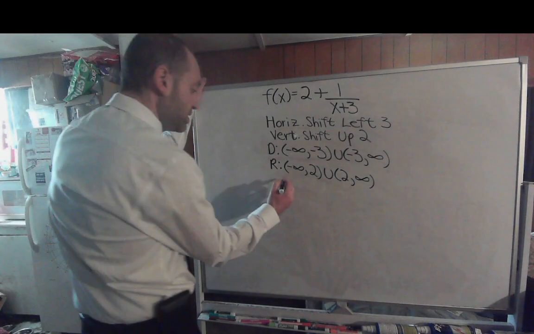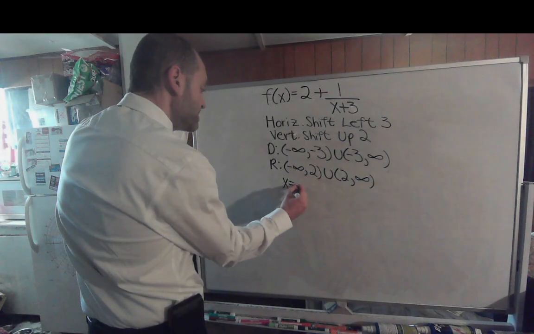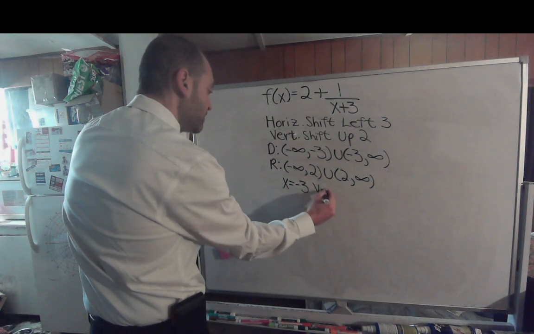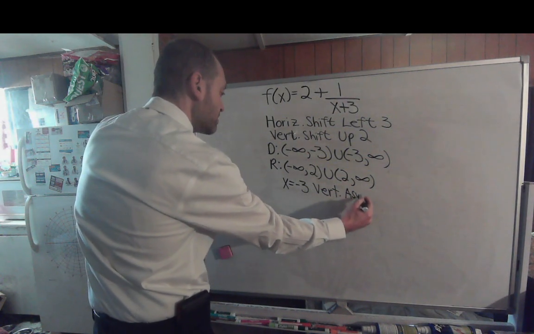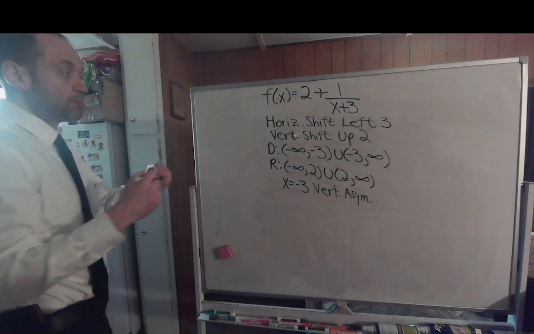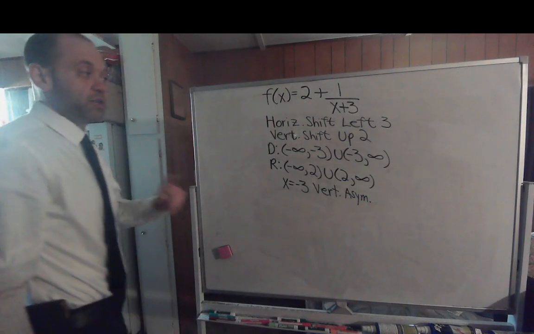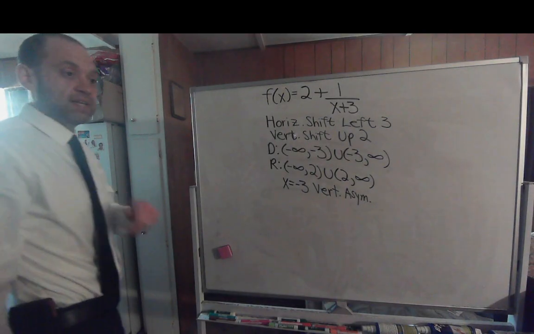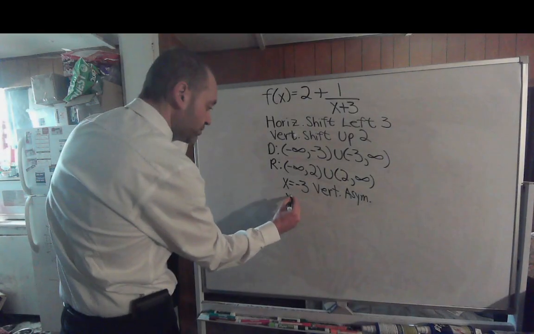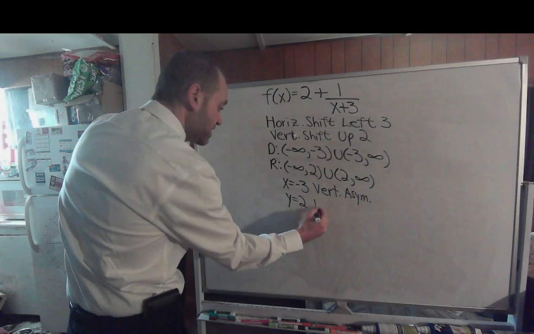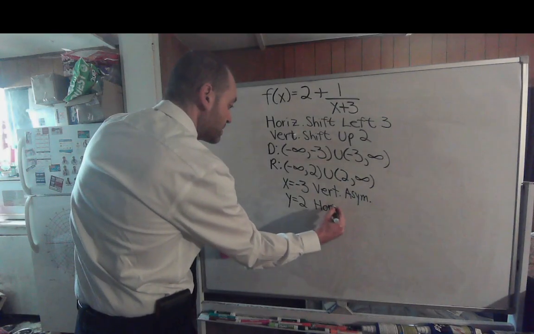Asymptotes. So x equals negative 3, of course, is the vertical asymptote. Now, normally if it was just 1 over x plus 3, you would have a horizontal asymptote at y equals 0, but that plus 2 makes y equals 2 your horizontal asymptote.